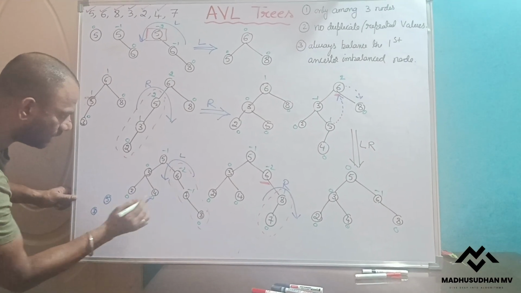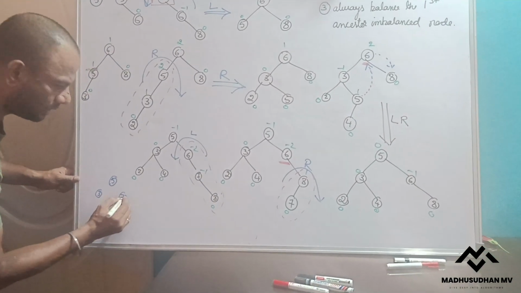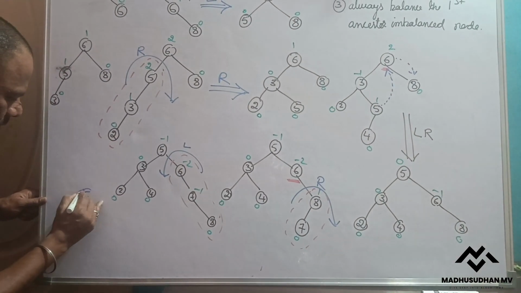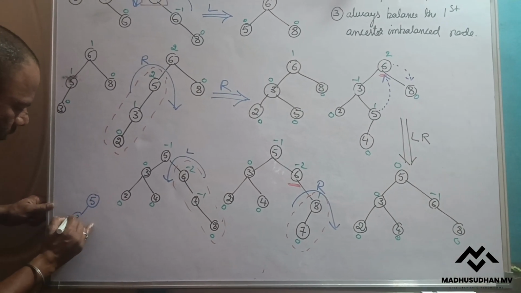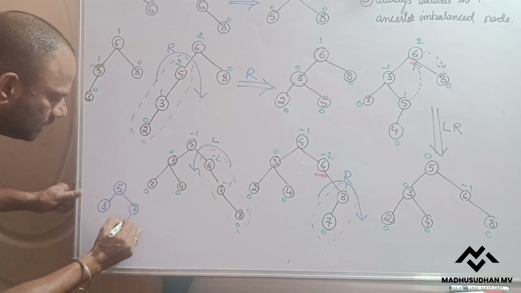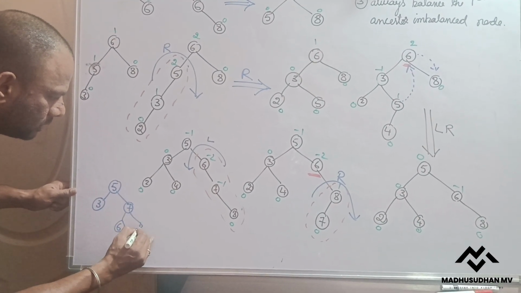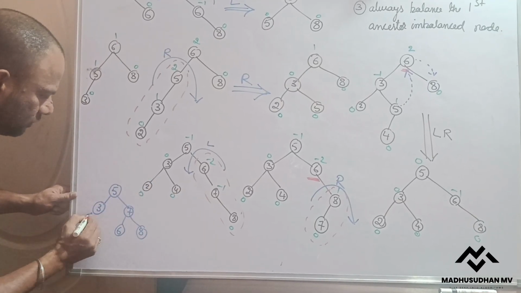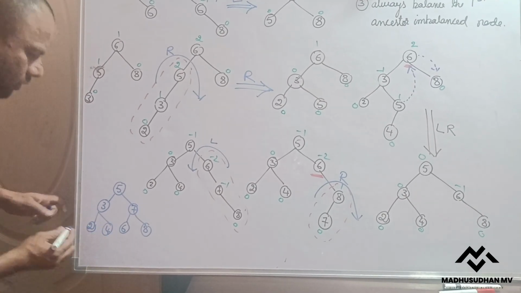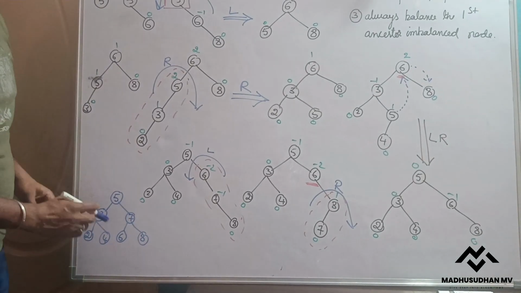No, so here this will come here. 7, 5, 3, 7, 6 comes here, 8 comes here, and this will remain as it is. 2, 4. This is perfectly balanced.